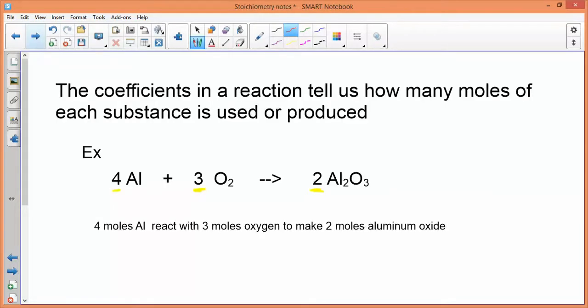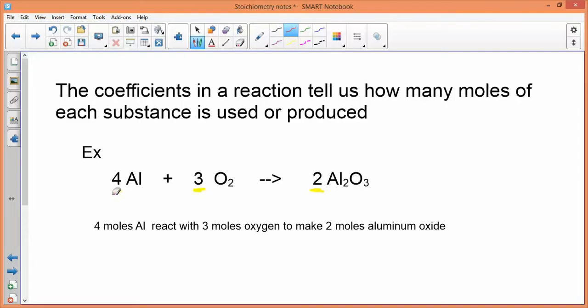Coefficients in a reaction tell you how many moles of each substance is used or produced. For instance, this balanced equation, balanced with 4, 3, and 2, tells us that 4 moles of aluminum react with 3 moles of oxygen to produce 2 moles of aluminum oxide. This is basically a recipe.